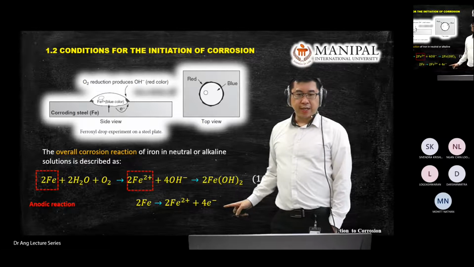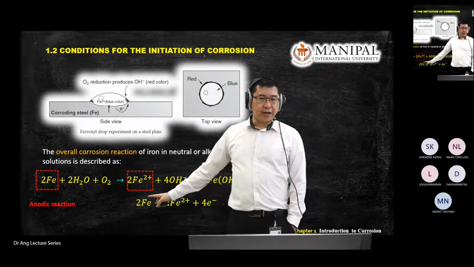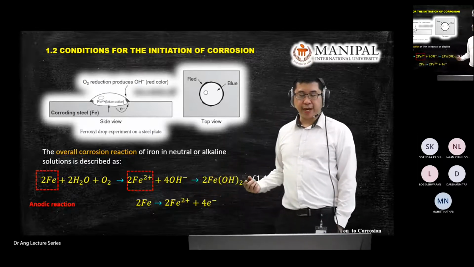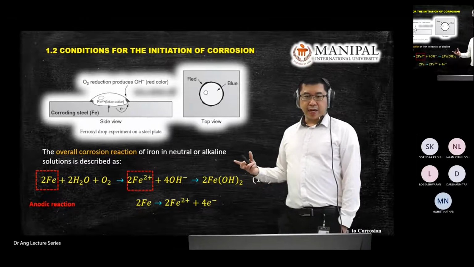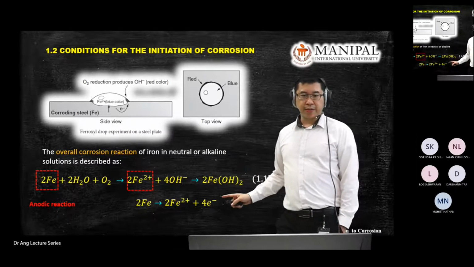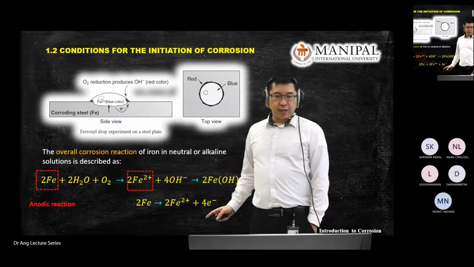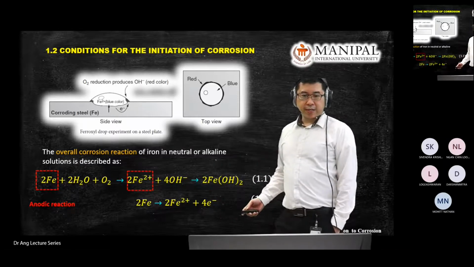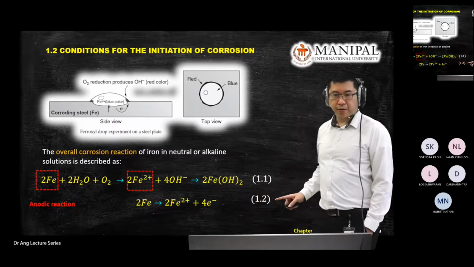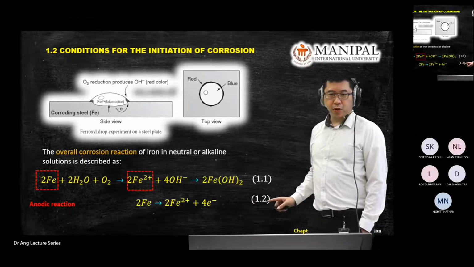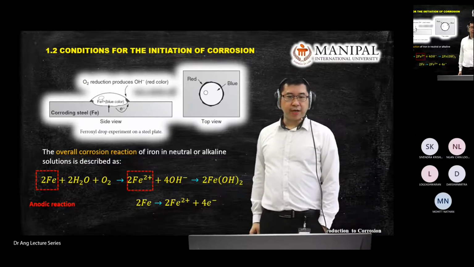Okay, so the name in red, anodic reaction, I think you start recalling what you learned in the chemical process. When you have another process, I label this one as the second equation. Second equation, 1.2, is referring to anodic reaction.